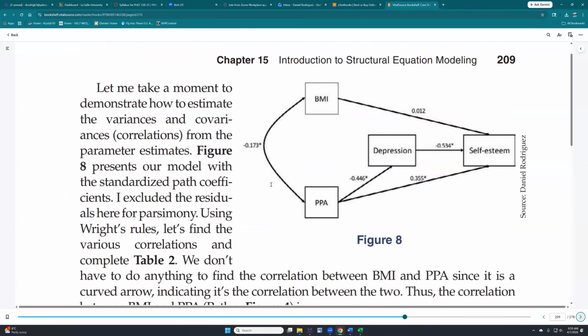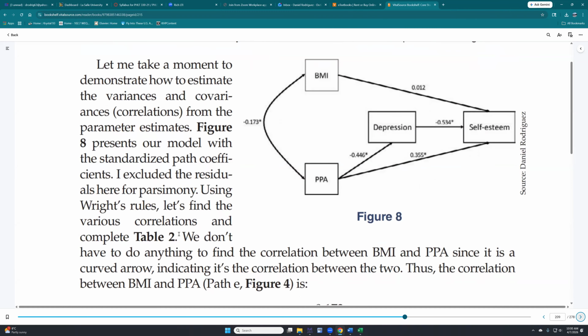Okay, so let me take a moment to demonstrate how to estimate the variances and covariances or correlations from the parameter estimates. Figure 8 presents our model with the standardized path coefficients. I use standardized path coefficients because we're using a correlation matrix here. Using Wright's rules, we'll find the various correlations and complete table 2.